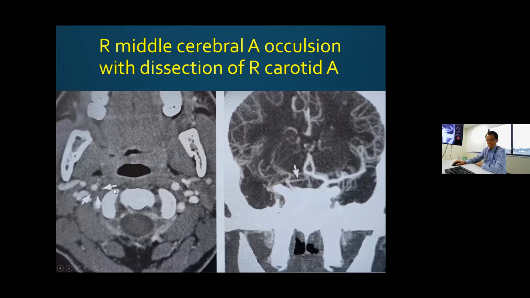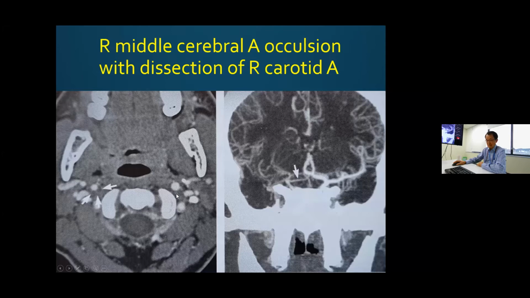This is the mandibular angle around here. And this is the carotid. This is the arterial phase, you can see. So this is called the carotid space here.